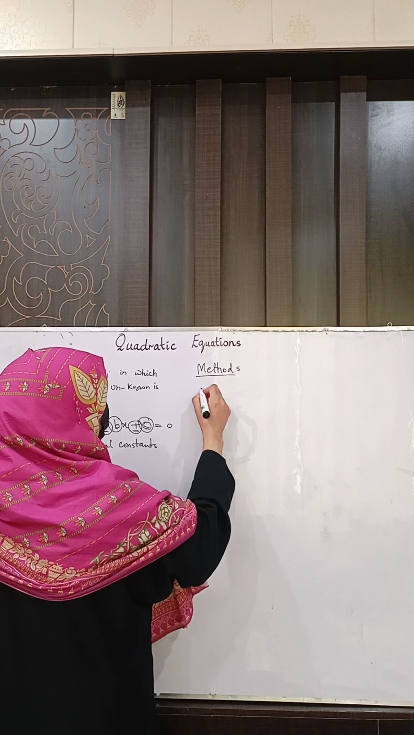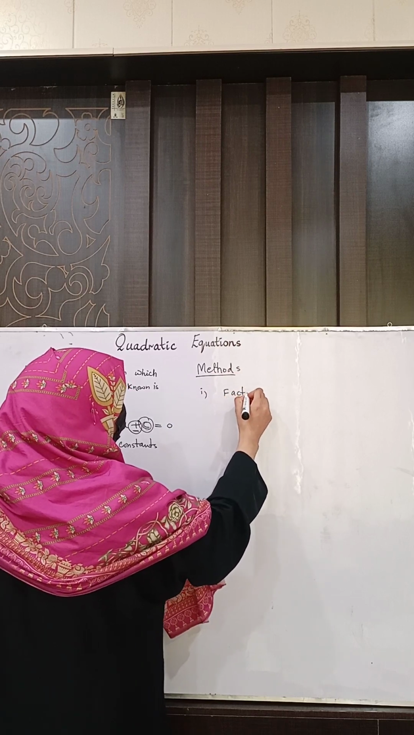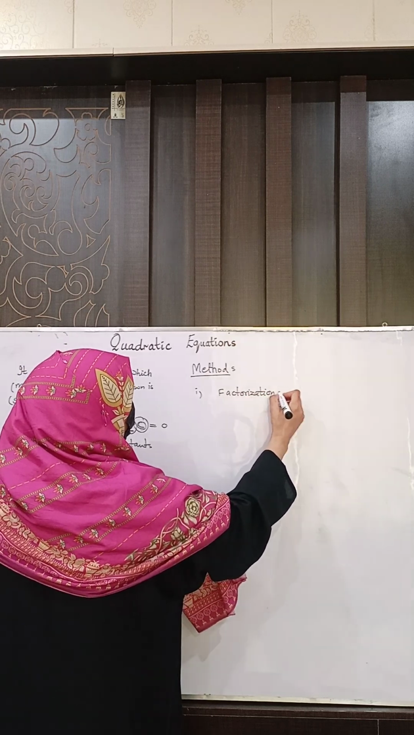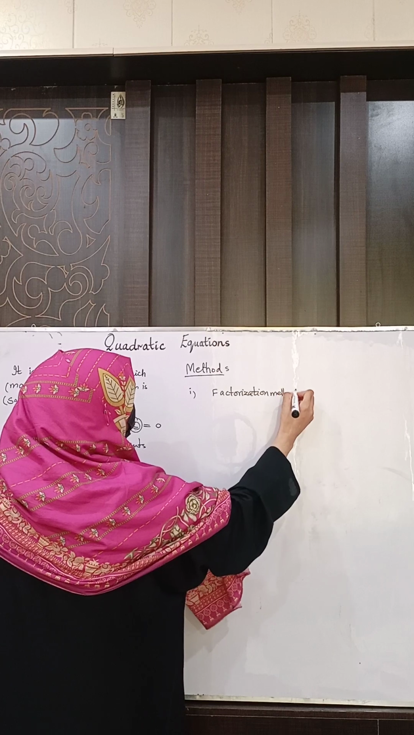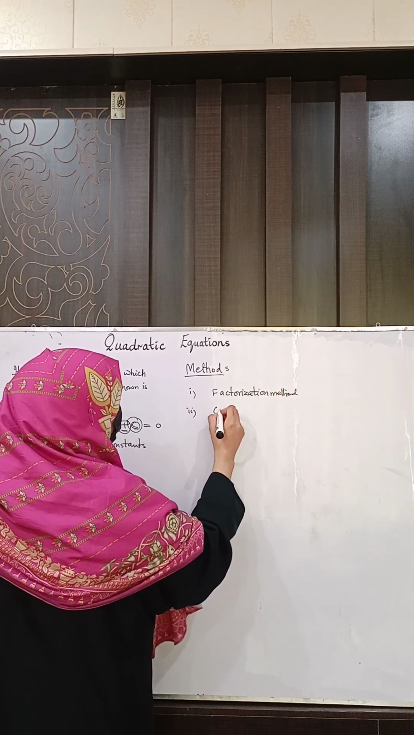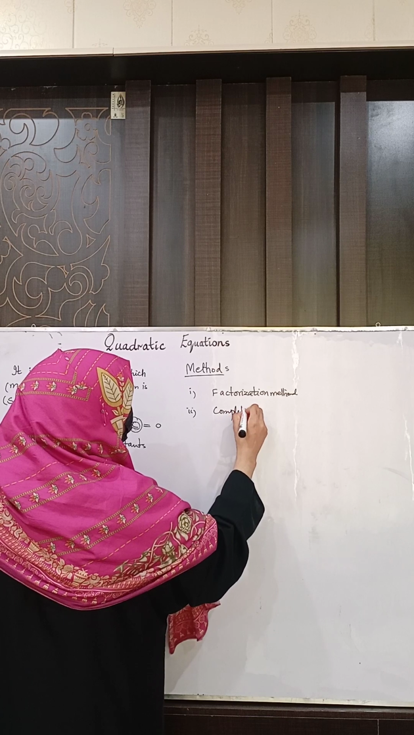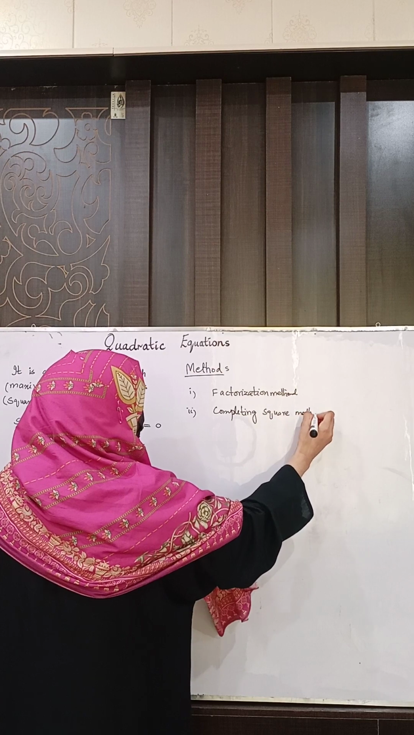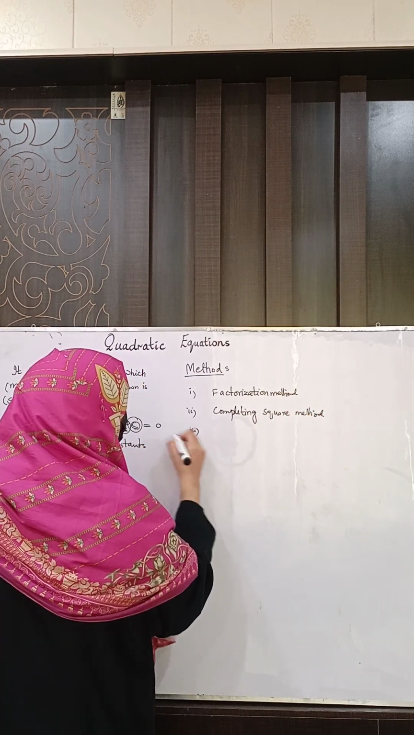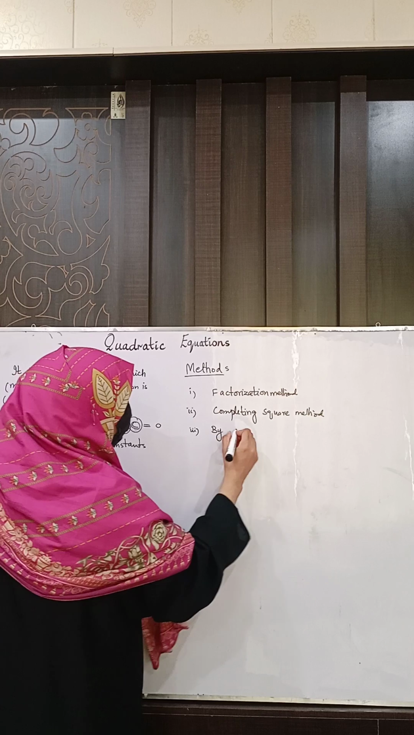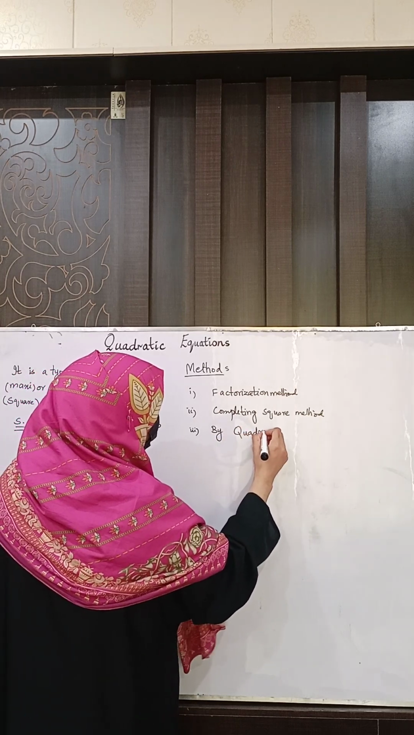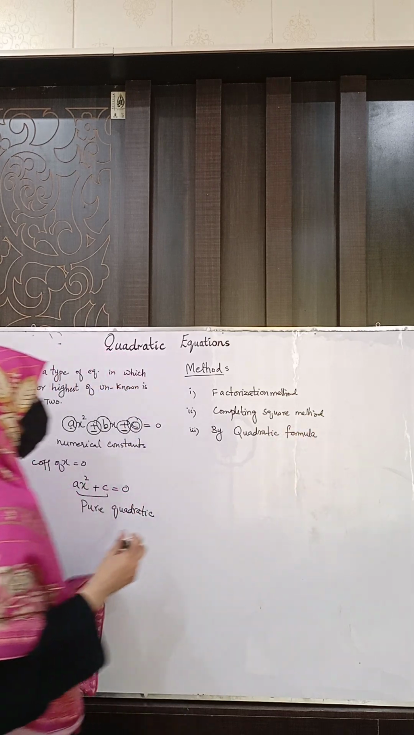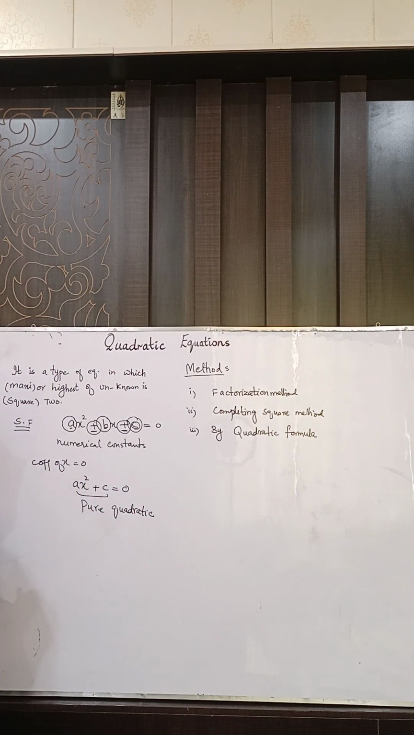The first one is the factorization method. The second one is the completing square method. And the last one is the solution of the quadratic equation by using the quadratic formula. We will discuss all these methods one by one. Today we are going to discuss the factorization method.